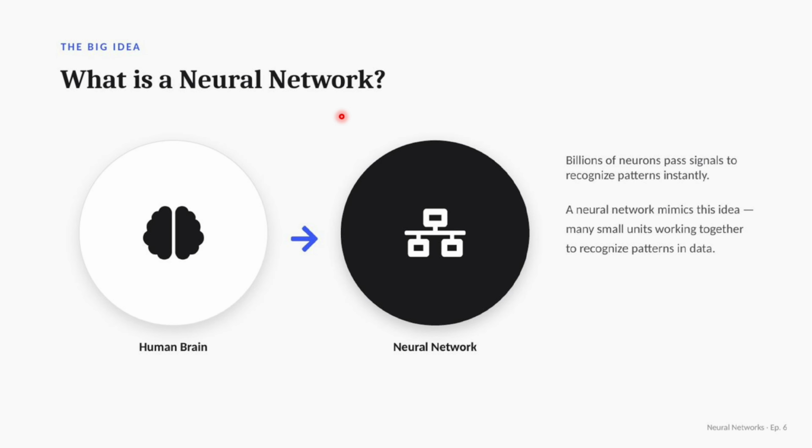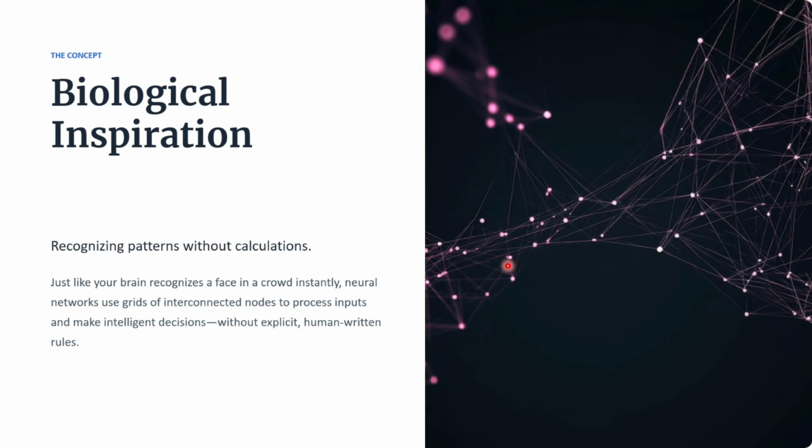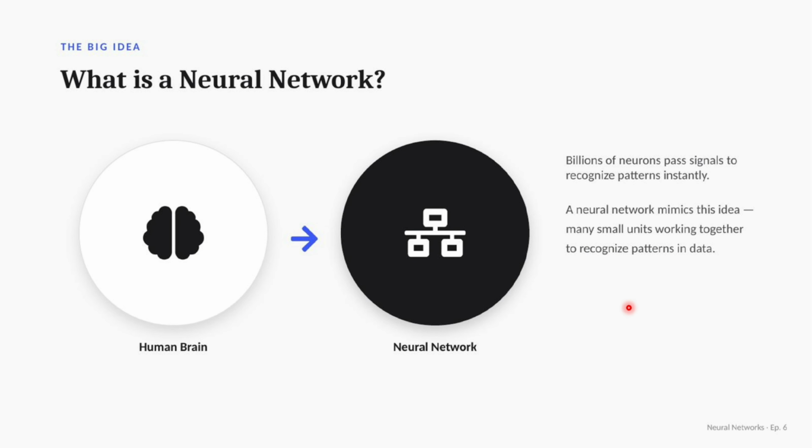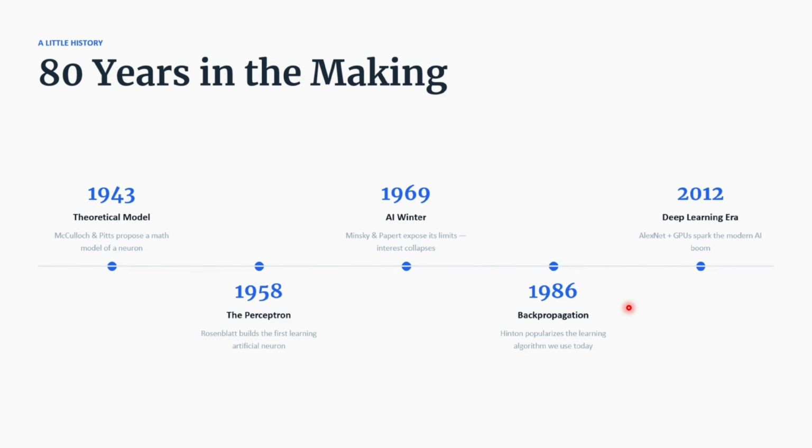In simple terms, a neural network is a system that takes an input, processes it through layers of small mathematical units, and gives an output, like a prediction or a decision. Before neural networks existed, how did computers make decisions or predictions at all?